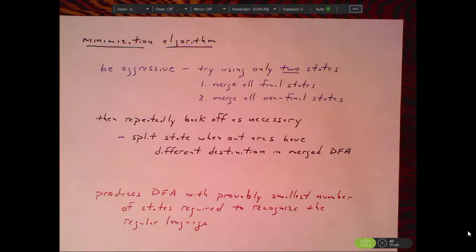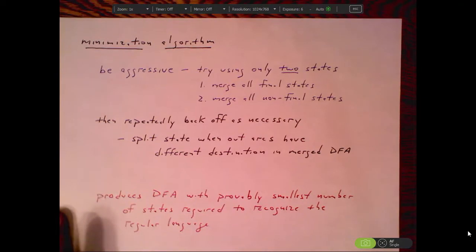So basically we'll split a state when the out arcs have a different destination in the merged DFA. So if the behavior can't be kept within one state, we'll split it off. Okay? And this algorithm produces the DFA with the provably smallest number of states required to recognize the regular language, which is a very nice result, right? We'll have the minimal machine that we need to match the language. So we'll look at this algorithm by example.